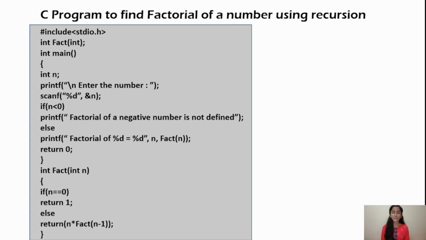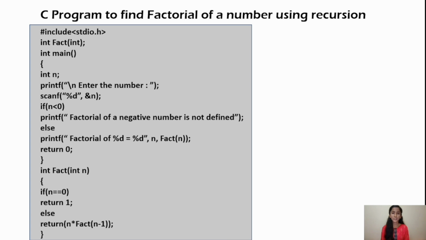If the user has entered a number less than 0, then we have to print factorial of a negative number is not defined. If the entered number is equal to or greater than 0, then we have to proceed with factorial computation. This set of statements can be written as: if n is less than 0, printf factorial of a negative number is not defined. Else printf factorial of %d. Here %d is the value of n, that is the number entered by the user, is equal to %d. This %d refers to the factorial result which is stored in fact(n).